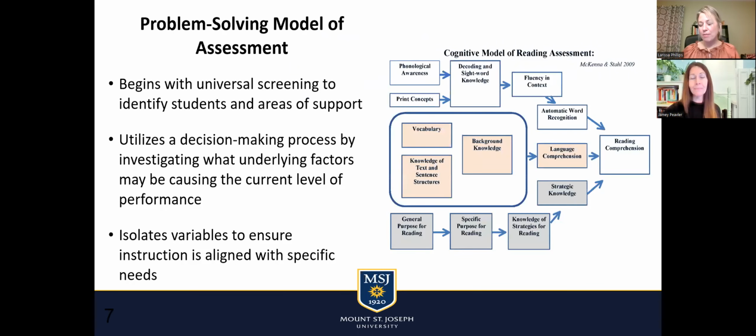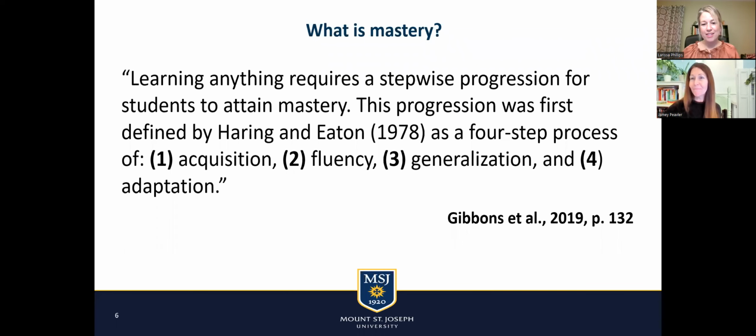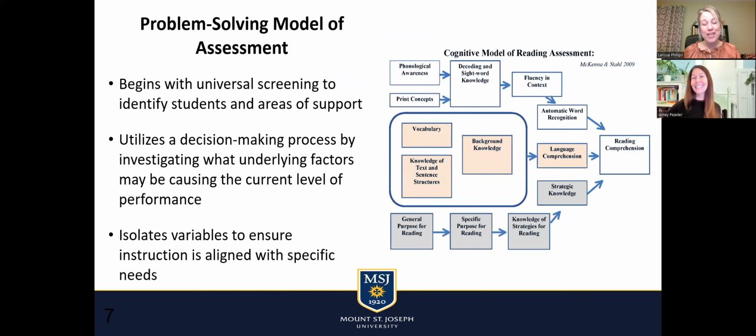I love that you highlight mastery as a four-step process. I wish I could take credit for all that smarts right there, but definitely that came from Herring and Eaton way back in 1970. Yeah. Well, I think it really helps us talk about kids when we're problem solving. Right. And again, planning and assessing our students.